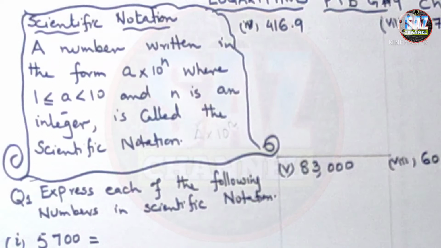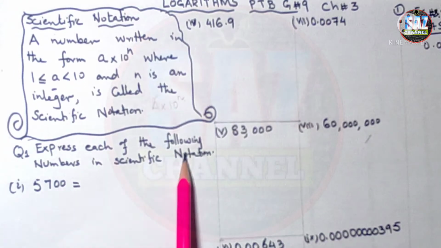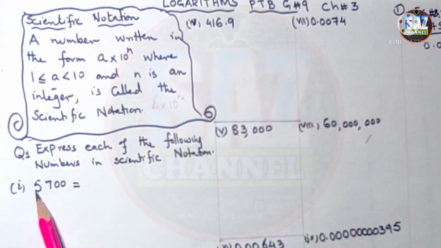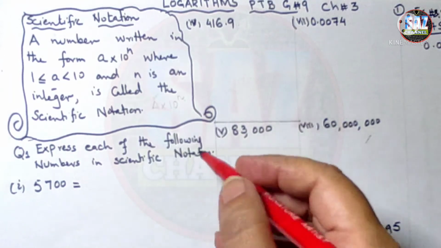And let's try to apply the concept on exercise 3.1. Exercise 3.1 question number 1 says: express each of the following numbers in scientific notation. And the first question is 5,700.